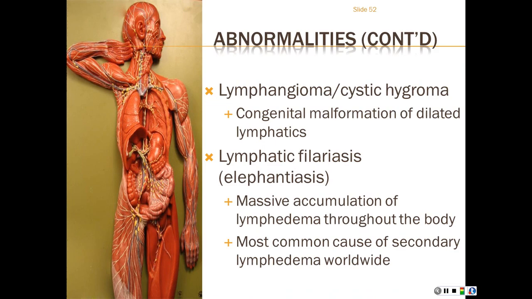Another abnormality is lymphangioma, and this is a congenital malformed or dilated lymphatic vessel. You can have lymphatic filariasis. It's also called elephantiasis, and this is what I was talking about in Zanzibar. It's a massive accumulation of lymphedema throughout the body. It tends to be in one leg more than the other.